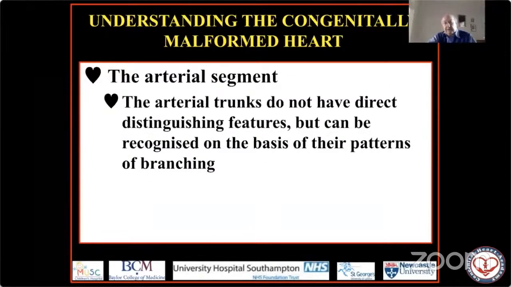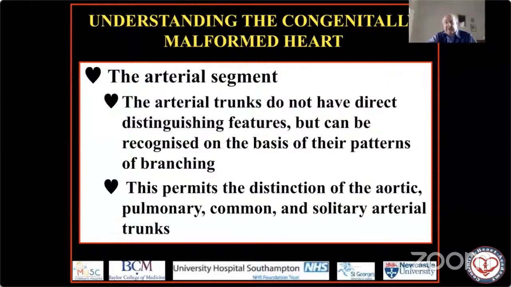The third segment of the heart, of course, is the arterial sector. And here we have a potential problem because there are no direct distinguishing features to tell one arterial trunk from another arterial trunk. But it is very fortunate that it is the branching path that permits us to distinguish between the arterial trunks. And in my experience, I've always been able to distinguish what is aortic and what is pulmonary. As you know, in the normal heart, there is combined an aorta and a pulmonary trunk, but in the malformed heart, we can have common trunks, and then we can have this further variant, the solitary arterial trunk. And so here, the branching path is the key distinction.